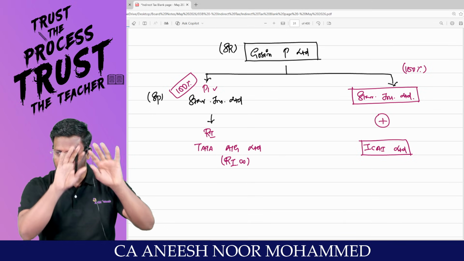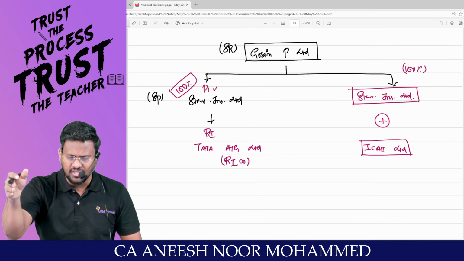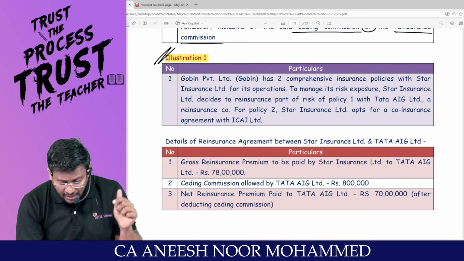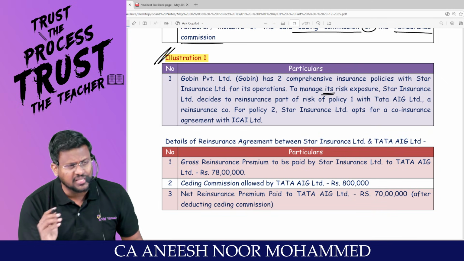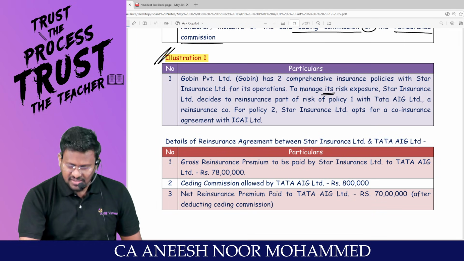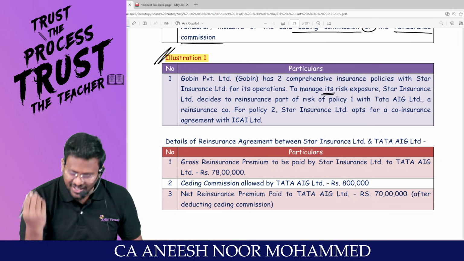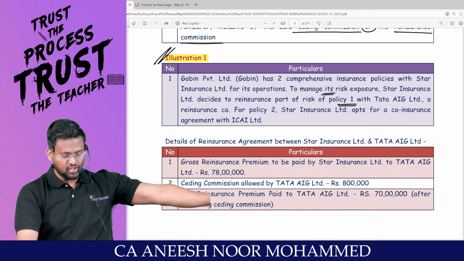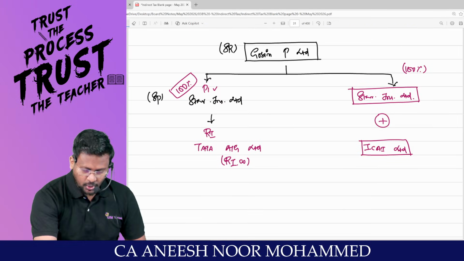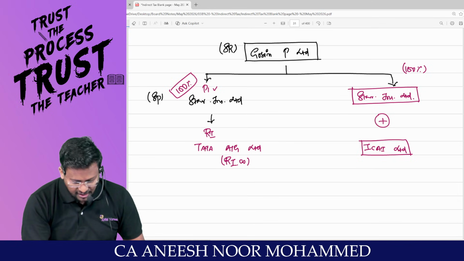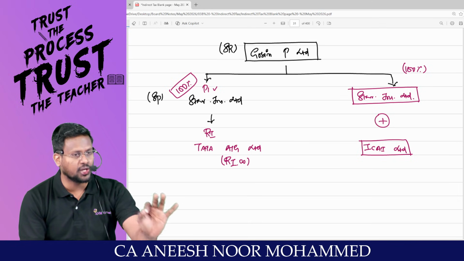Gopin Private Limited. They are having how many insurance? 2 insurance. Policy number 1 and policy number 2. Sir, to manage its risk exposure. Whose risk exposure? Star Insurance risk exposure. Star Insurance decided to reinsure part of the risk of policy number 1 with Tata AIG, a reinsurance company. So regarding this policy number 1, Star Insurance Limited has taken a reinsurance with Tata AIG Limited.